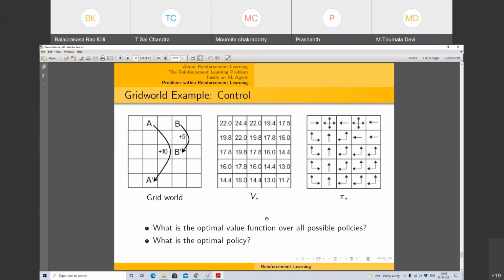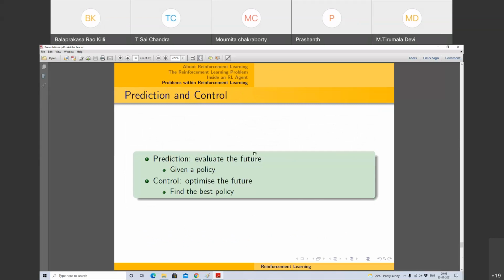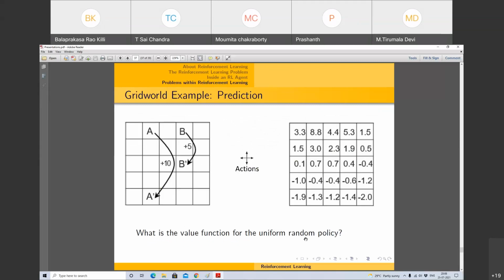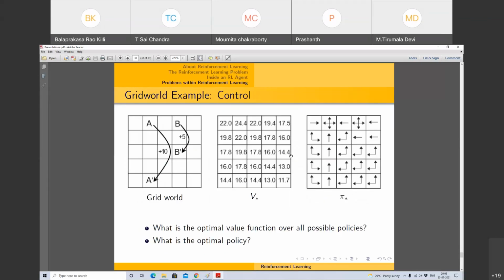This is called the control problem. Here no one will tell you what the policy is. You have to find the best policy. Best policy means what is the best action at every state. If you are in some grid, what is the best action to take? That has to be determined. How to determine these 2 things? Tomorrow I will introduce prediction: if someone gives you a policy, how to find the value function, and then how to come up with the optimal policy. These things I will discuss tomorrow, and I will demonstrate.